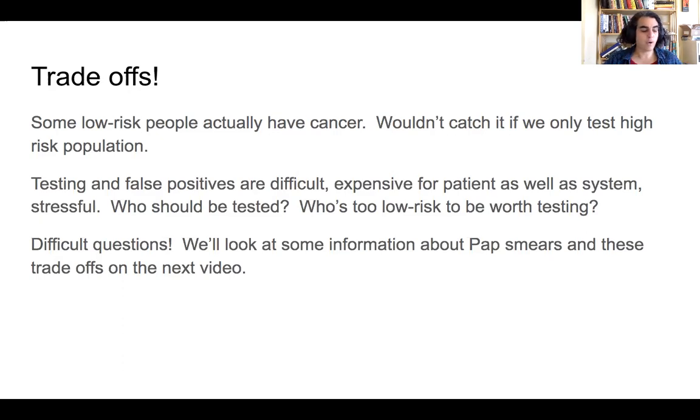And this involves both thinking about the rates of false positives and in some cases also figuring out, well, if we catch the disease early, does that actually help us save lives? These questions are difficult. We're going to look at some information about pap smears rather than mammography and this idea of trade-offs in our next video.